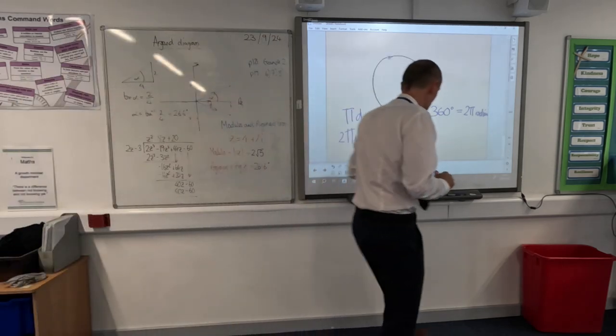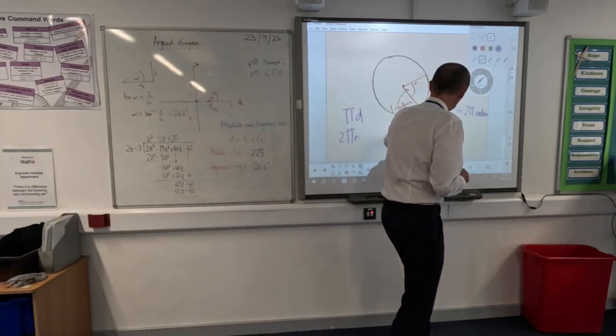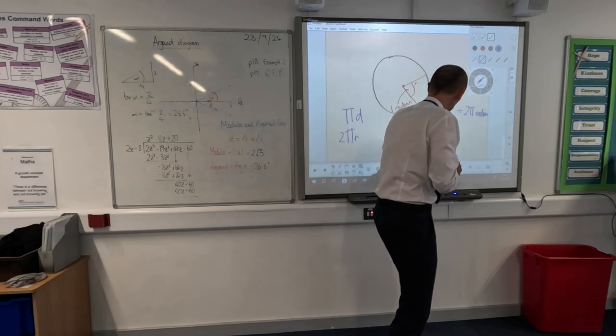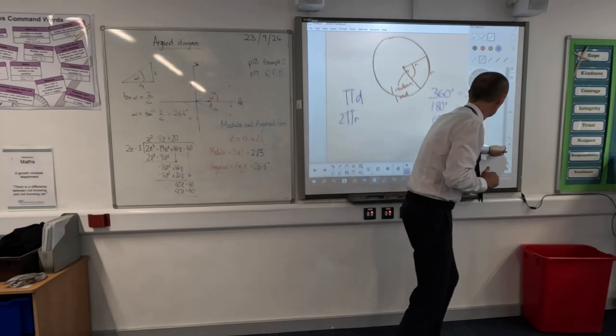So just humour me. Following a similar pattern, tell me what these key angles would be in terms of pi.